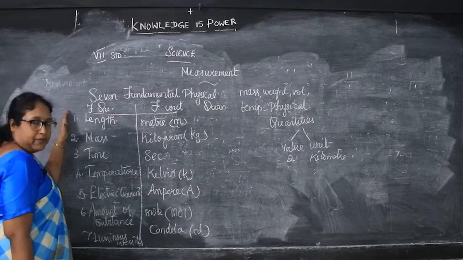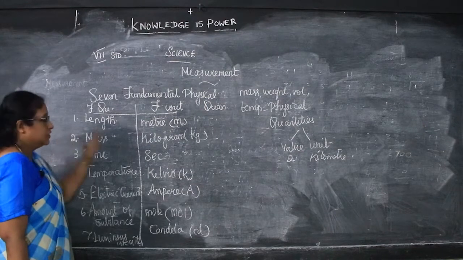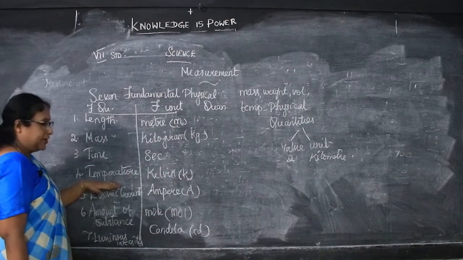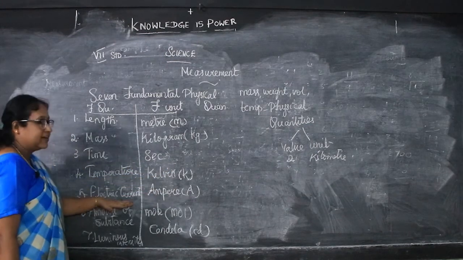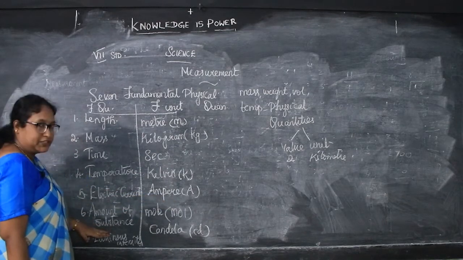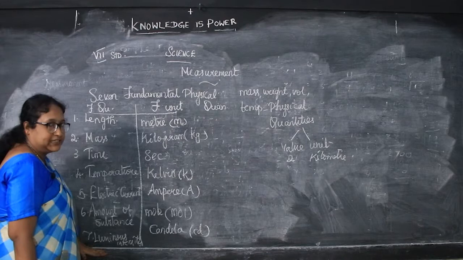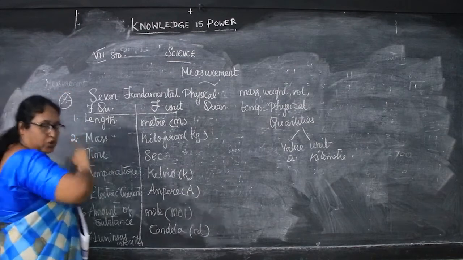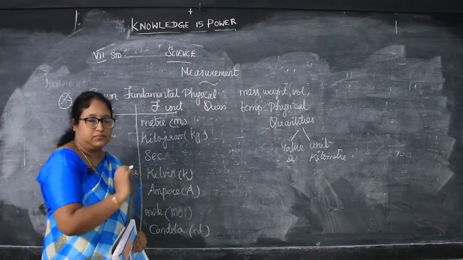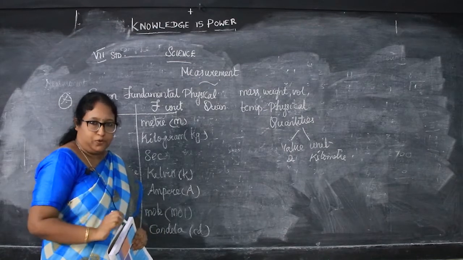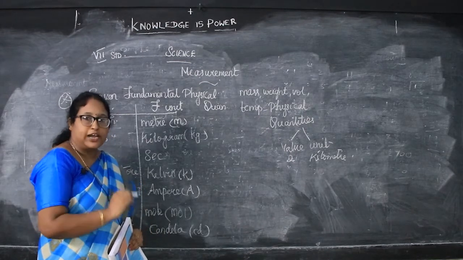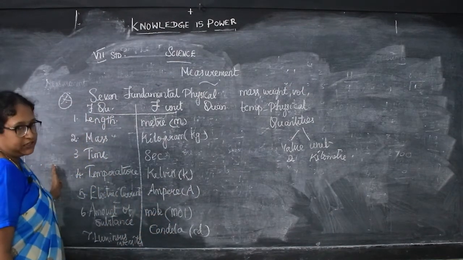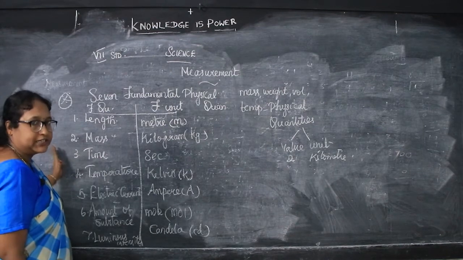Now length, the unit for this is meter; mass, kilogram; time, second; temperature, Kelvin; electric current, ampere; amount of substance, mole; and luminous intensity, the unit for this is candela. Children, this is very important. Take down in the notebook. If you have a book, you can see in your book while I am taking the class, or otherwise you can take down in your notebook. These are the 7 fundamental physical quantities. This is a very important question, children. Take down in your notebook.